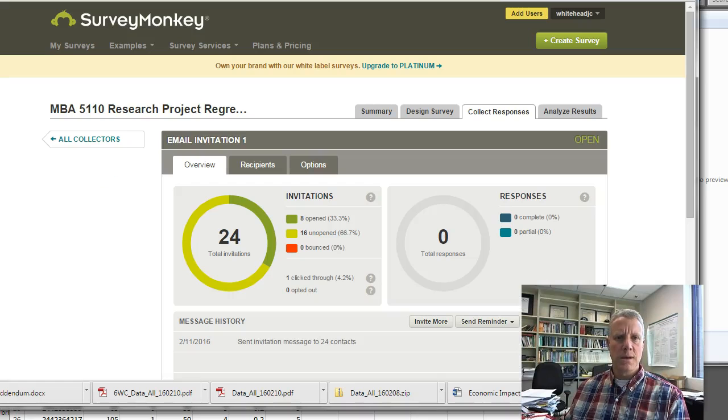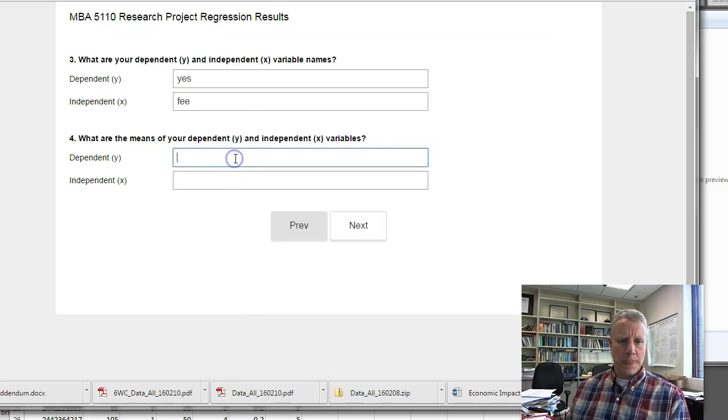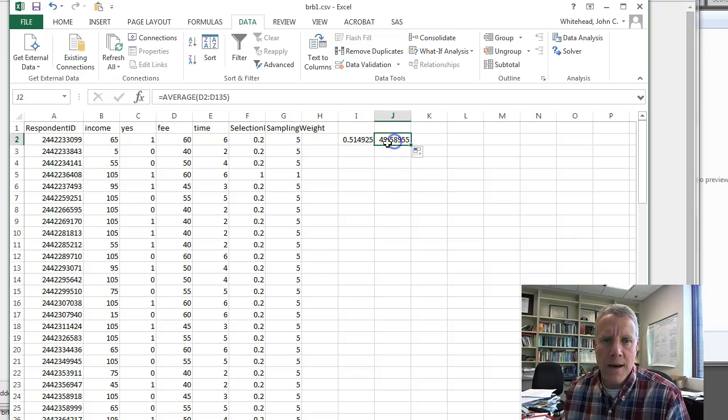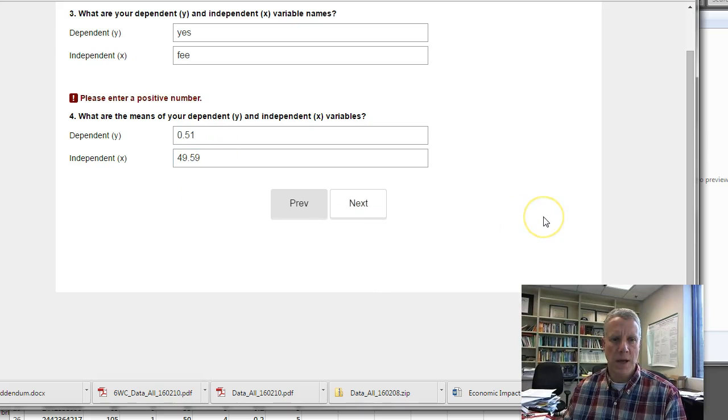So I'm going to go to my survey, and the average for my dependent variable is 0.51, and 2 digits to the right of the decimal is plenty for that question. Okay, and then the average fee, the average of D2 to D35 is 49.59, and so I'm going to tell Whitehead it's 49.59. Okay, I'm satisfied with those answers, so click Next.